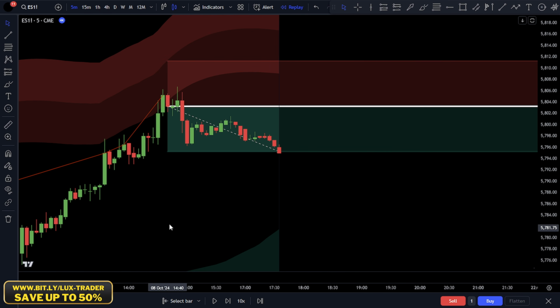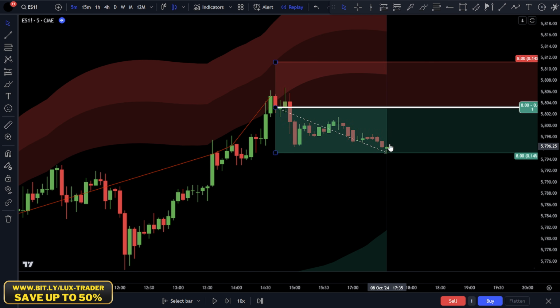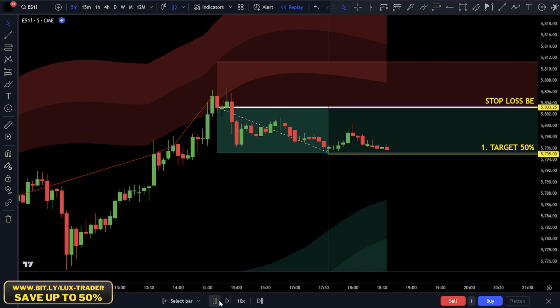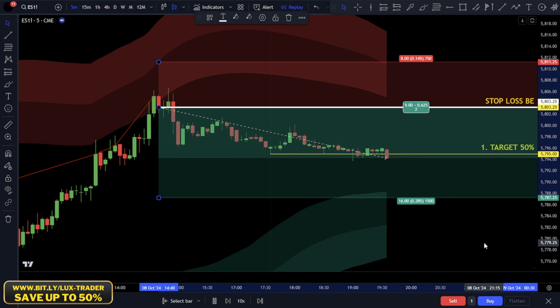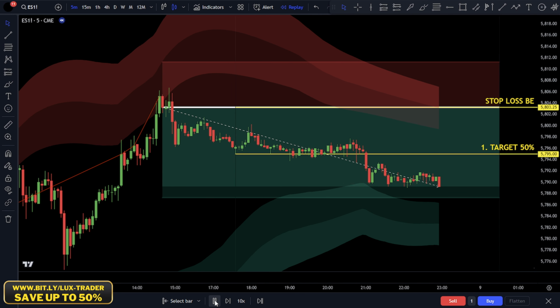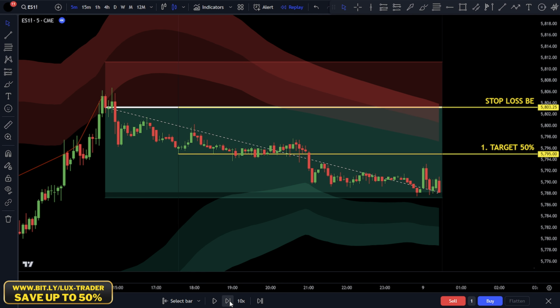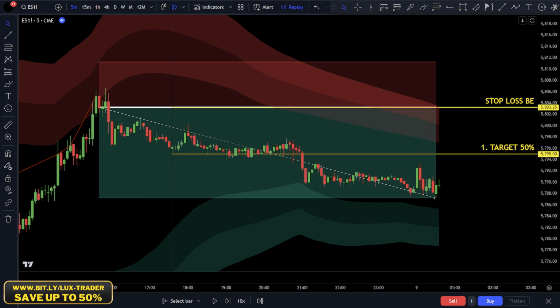First, target a 1-to-1 risk-reward ratio. When the price reaches this target, close 50% of your position and set your stop loss to break even. For the second take profit, target a 1-to-2 risk-reward ratio. This way, you can secure profits while minimizing risk.